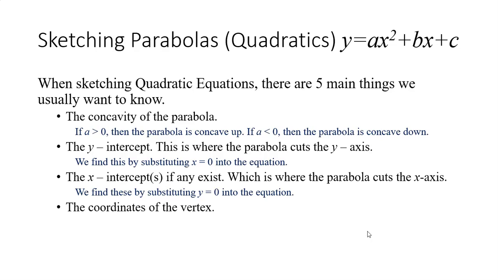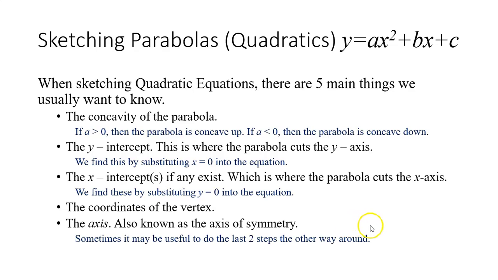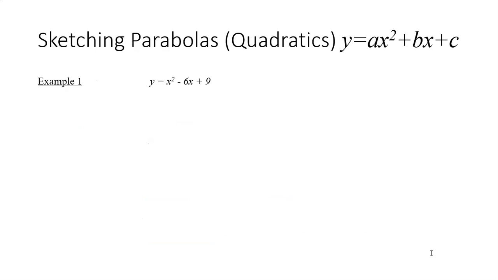Another important thing we need to know is the coordinates of the vertex, so where the parabola turns around, and also the axis of symmetry is useful, sometimes called the axis. So the axis of symmetry can be quite useful when we are sketching our parabolas. And depending on which method we're using, sometimes we can do these the other way around. So the order is not that important, but it's important we do have these 5 things. So let's look at our first example.